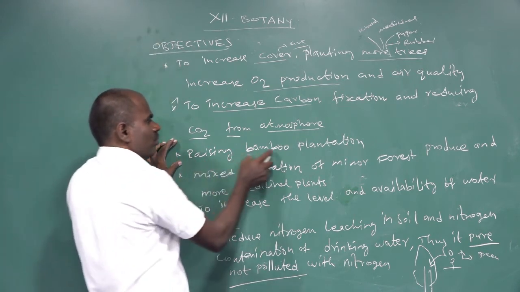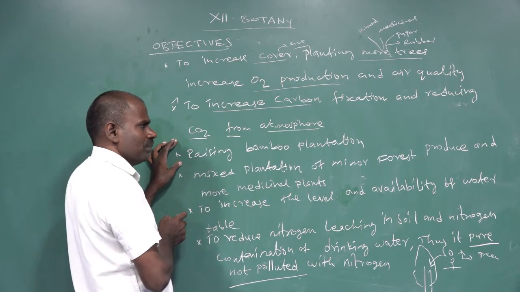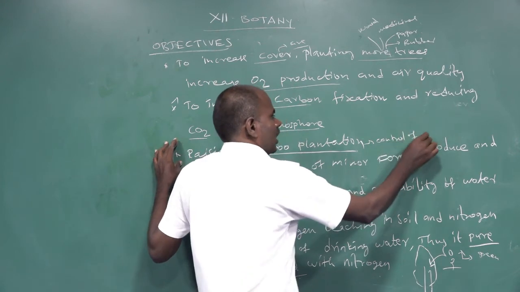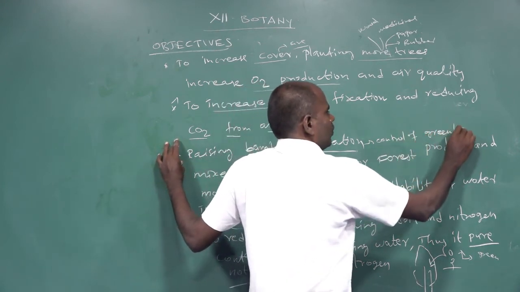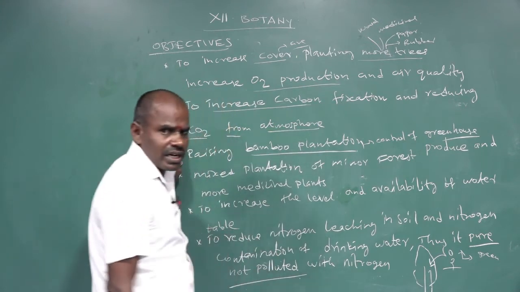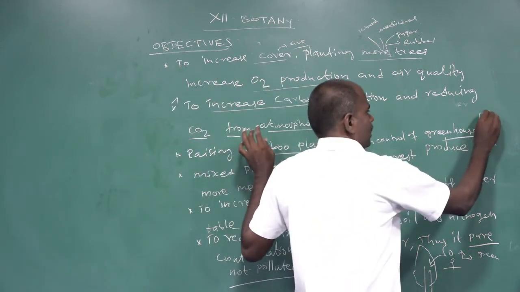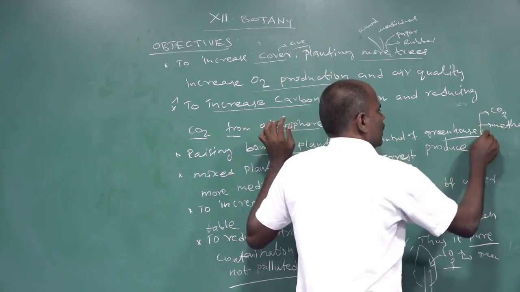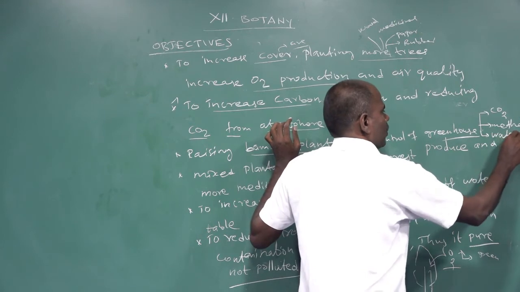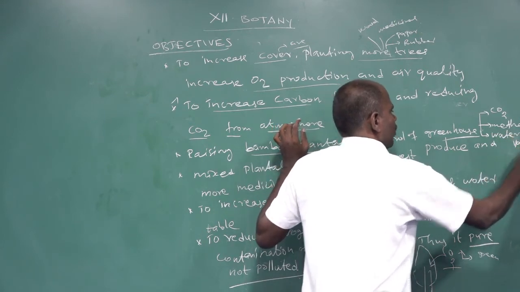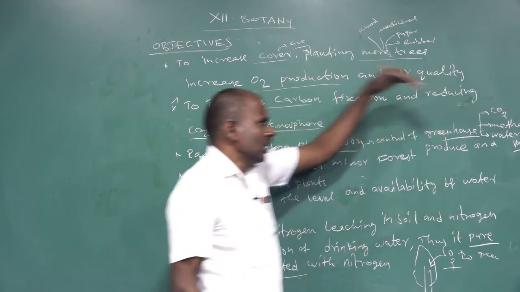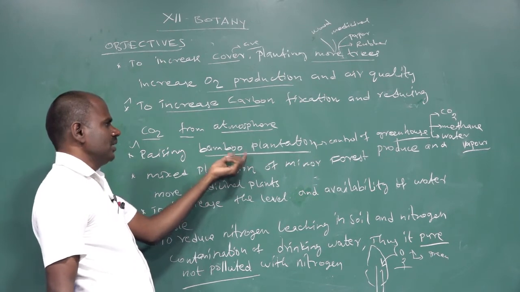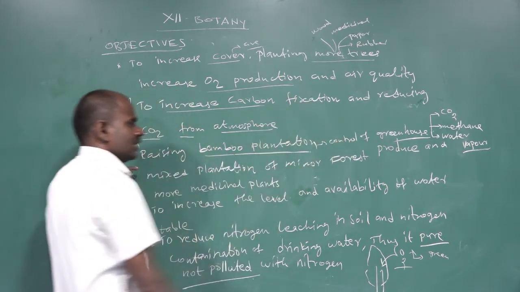The third is the raising of bamboo plantations. Bamboo plantations help control greenhouse gases. What are the greenhouse gases? Such as carbon dioxide, methane, and water vapors. These greenhouse gases are controlled by the cultivation of bamboo plantations.